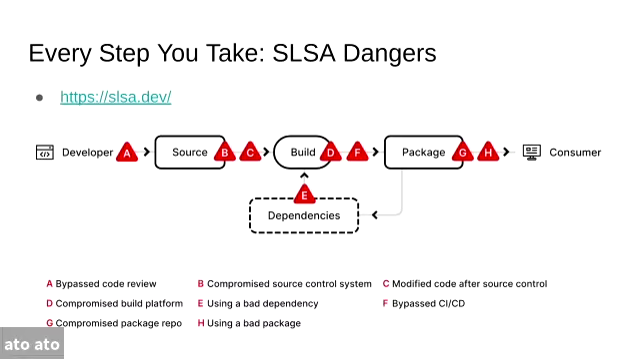So yes, there are still attacks. Again, that one's slightly hypothetical, but there's nothing to say that Git has to give you what you demand. Onto the compromised build platform, using a bad dependency. So now we're talking about the entire open source ecosystem.